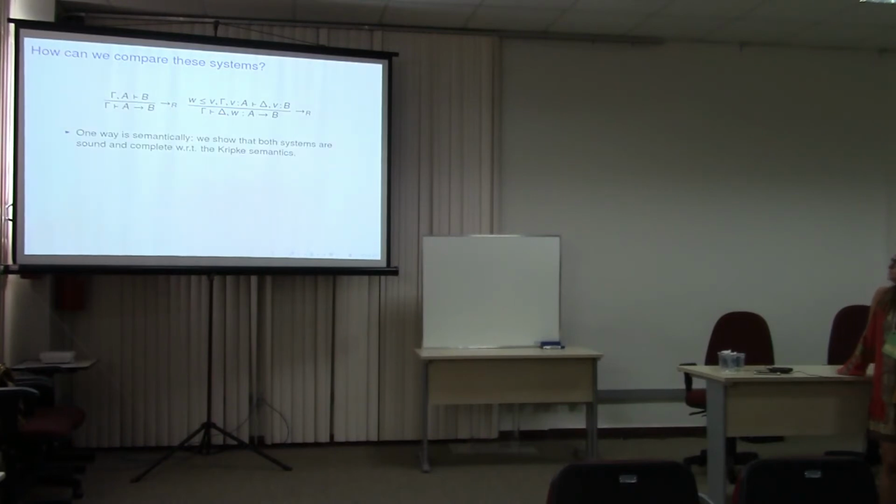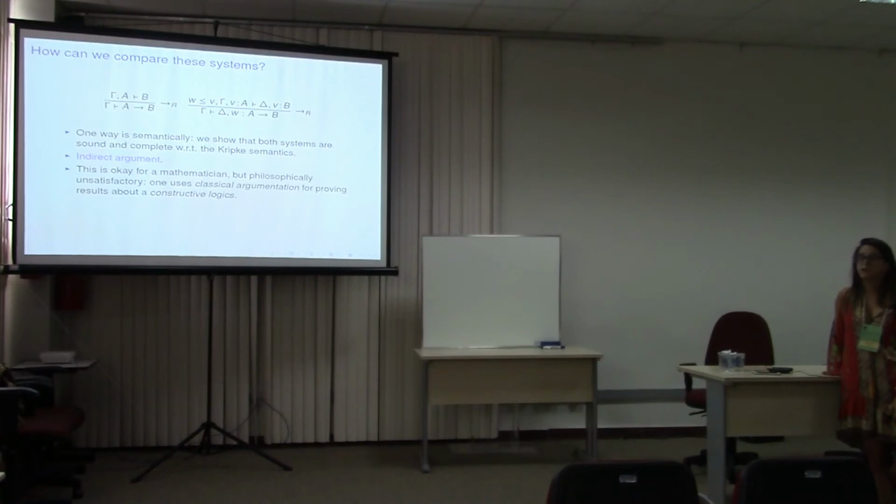Well, one way of doing that is using a semantical argument, proving soundness and completeness. Okay? So we can show that both systems are sound and complete. This system and this system are sound and complete with respect to the correct semantics. This is okay, but this is an indirect argument. Although this is really fine for a mathematician, and I really didn't pay attention to this kind of problem. I just started paying attention to that only, I don't know, a month ago or something. This has a philosophical kind of problem because you're treating constructive things using classical argumentation. Okay, so it's okay, but it's not okay.